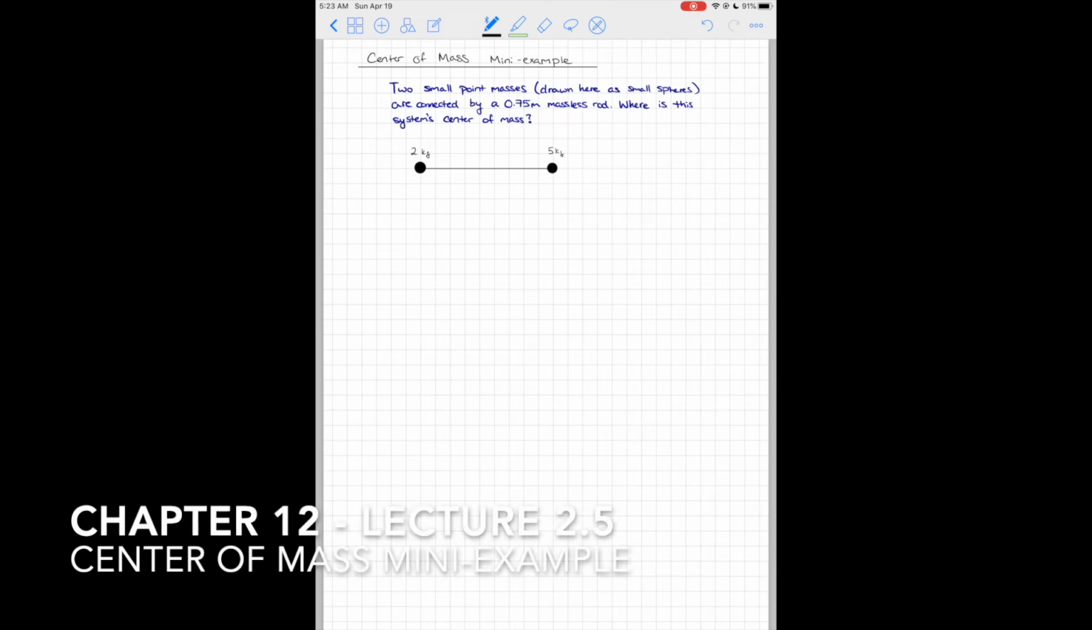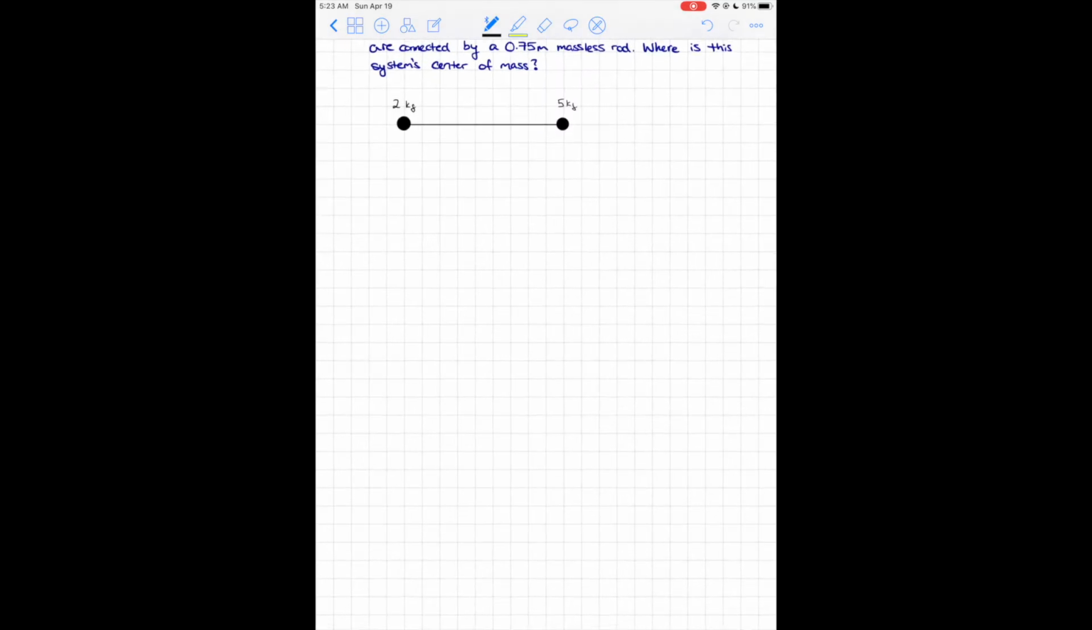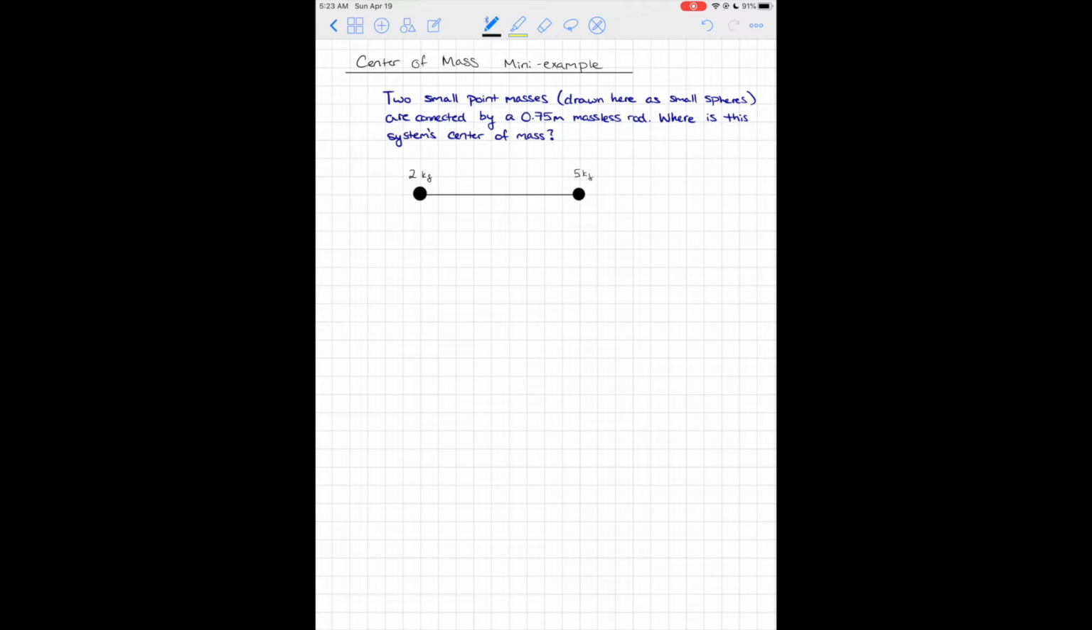Hey folks, we're back with lecture 2.5, which is just a really quick mini example of how to find a center of mass of a very simple system. So the problem right now has two small point masses, drawn here as small spheres, connected by a 0.75 meter massless rod. Where's the system's center of mass?